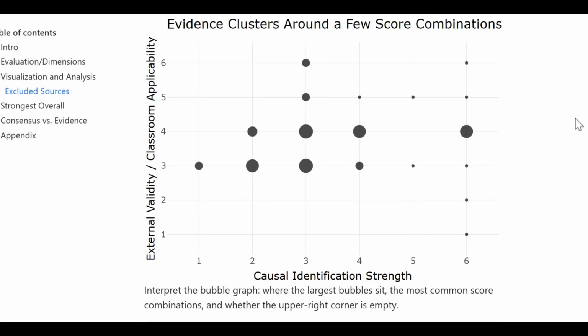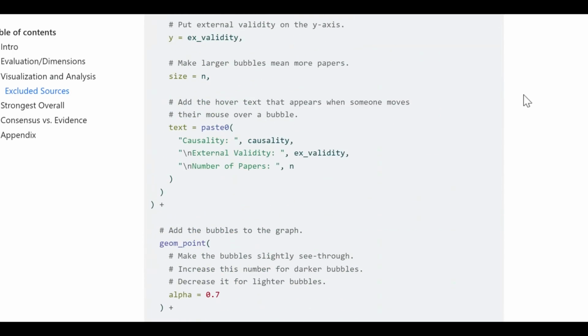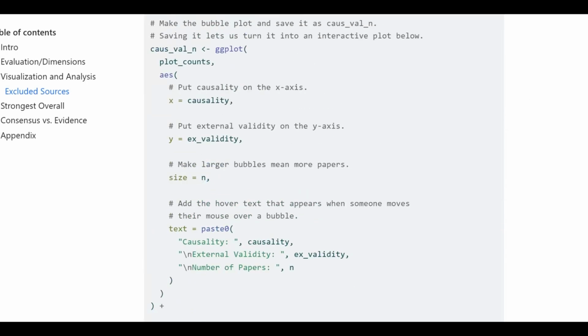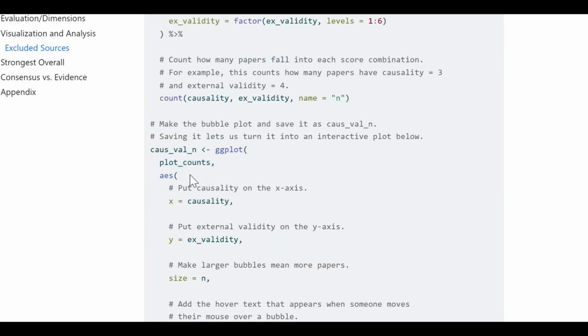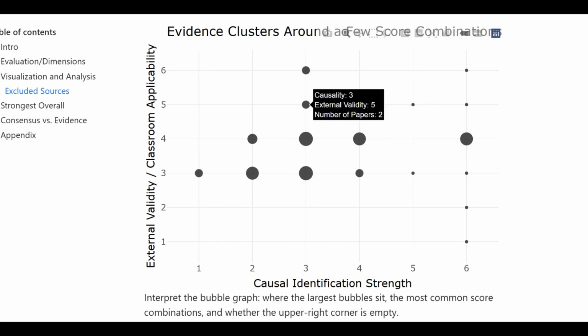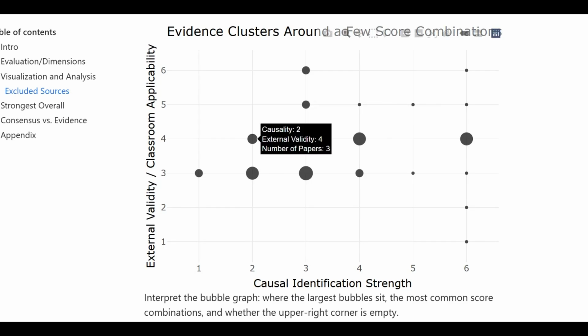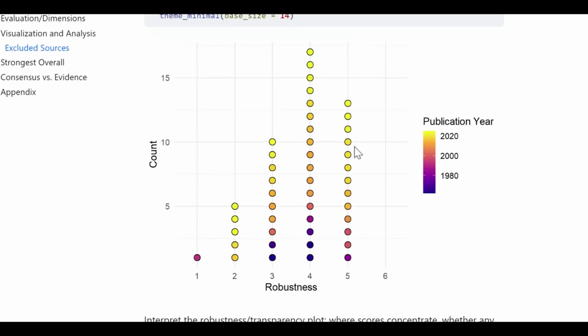Okay, now for this bubble graph, a lot of the code is pretty much the same. So we'll just go over a few things that are different. The first one is this size equals n. So instead of saying, hey, make each dot filled with a different color based on publication year, now you're saying make each dot a different size based on how many papers are in that cluster, which we calculated up here. You count each grouping and then call it n. And then you have this graph that allows you to see how many papers are in a specific causality and external validity combination.